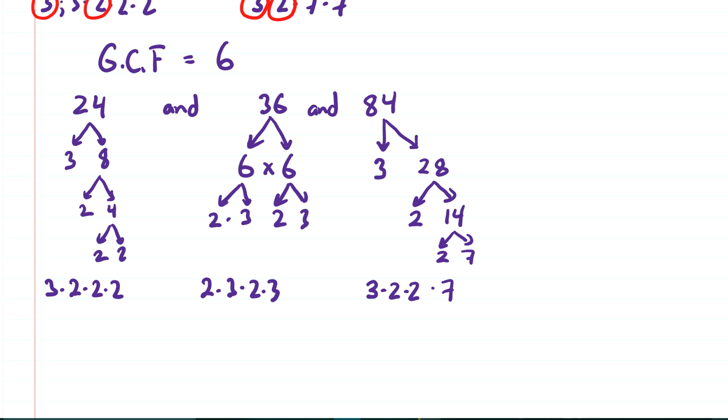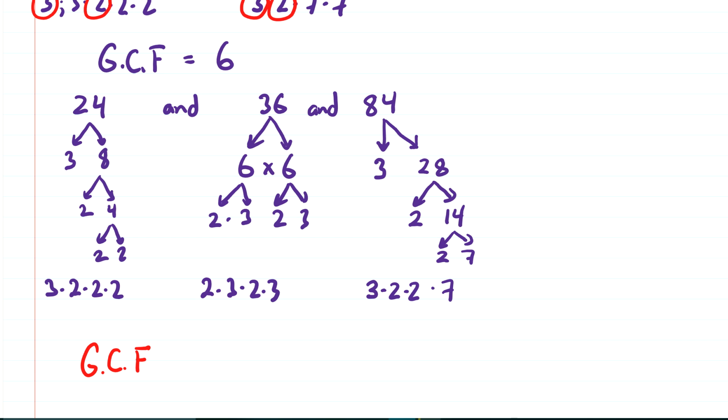So 84 has prime factors of 3, 2, 2, and 7. So once again, we're looking for the GCF, the greatest common factor of all three numbers. So that is the greatest common factor of 24, 36, and 84.